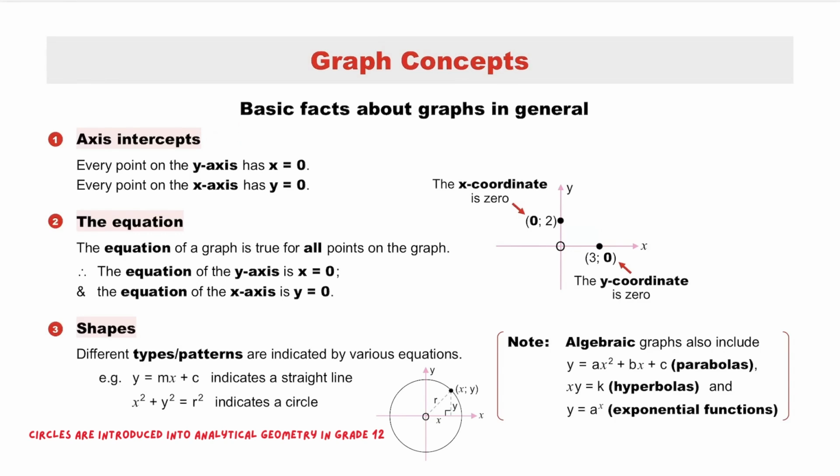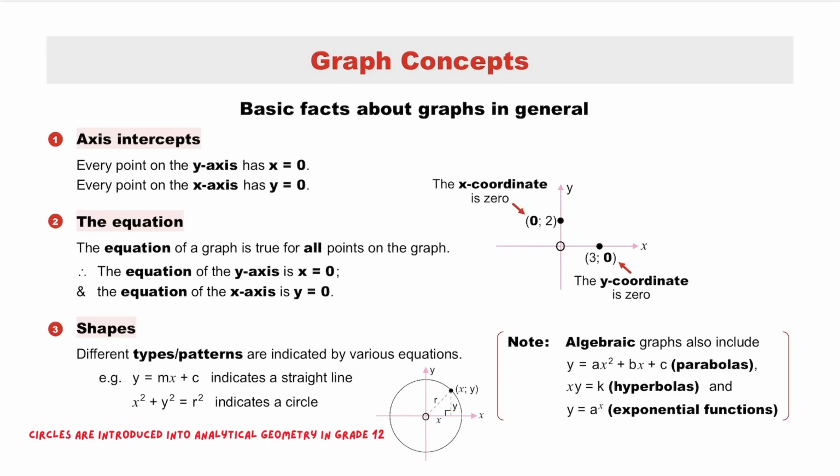Given the equation of any graph, since every point on the y-axis has an x-coordinate equal to 0, we substitute x equal to 0 to find the y-intercept or intercepts. And since every point on the x-axis has y equal to 0, we substitute y equal to 0 to find the x-intercept or intercepts.